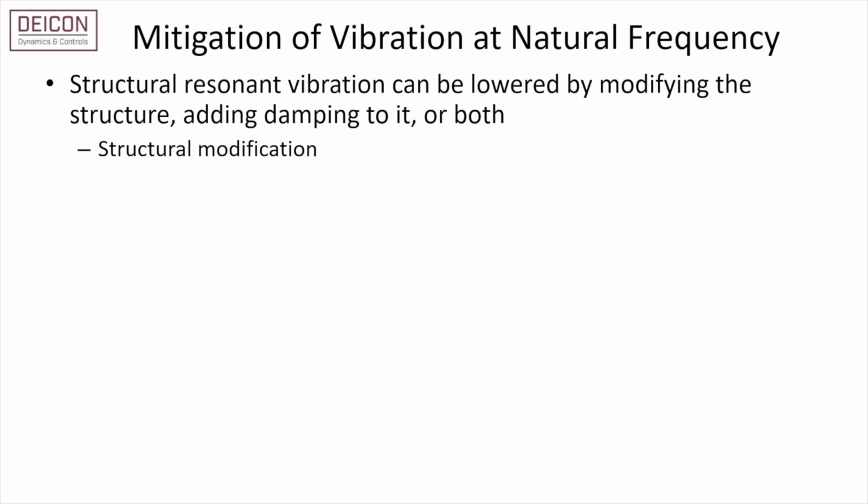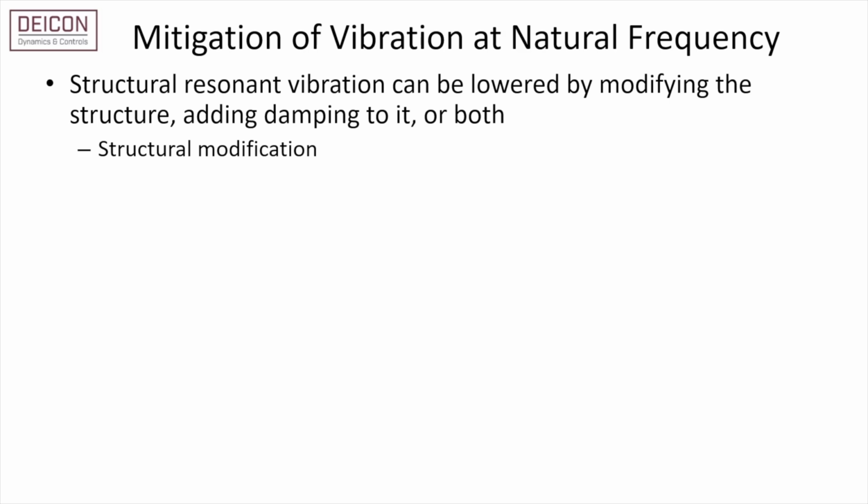Structures are most prone to severe vibration or resonance when they're disturbed at or close to their resonant frequencies. To mitigate resonance, one can either modify the structure itself, introduce damping to it, or employ a combination of both strategies. These approaches aim to either shift the resonant frequencies away from the perturbing frequencies or dissipate the vibration energy.